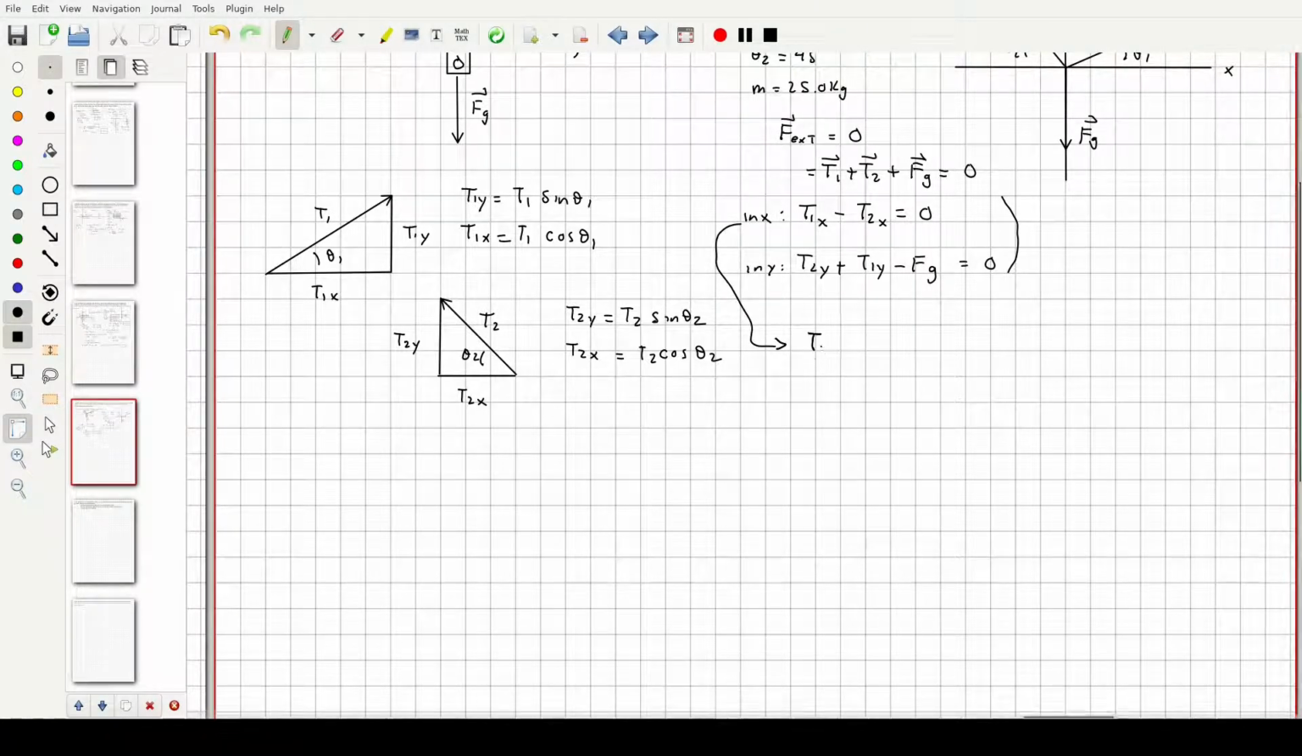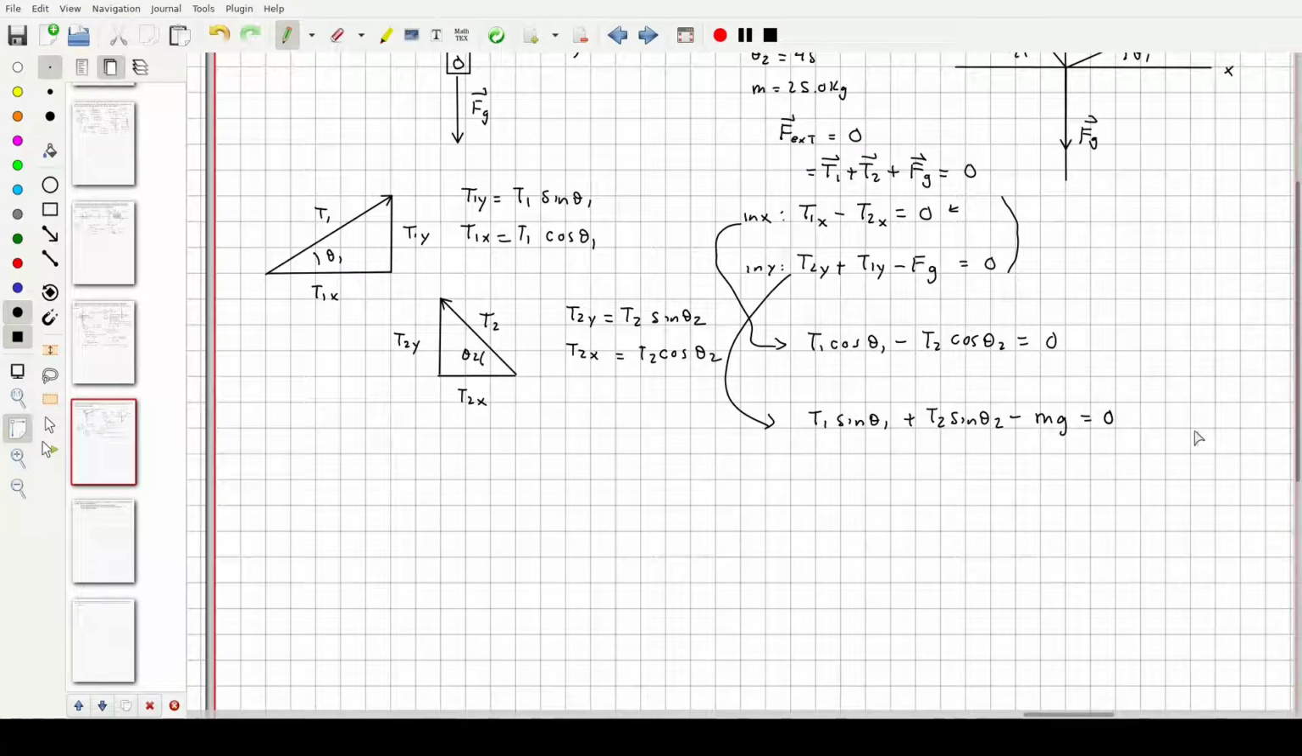T1x is T1 times cosine of theta 1 minus T2x. T2x is T2 times cosine of theta 2. Those are going to add to 0. This equation right here says T1 sine of theta 1 plus T2 sine of theta 2 minus mg is equal to 0, because remember, weight is just mg. Now, is this the prettiest thing in the world? No. I never said it was going to be pretty.